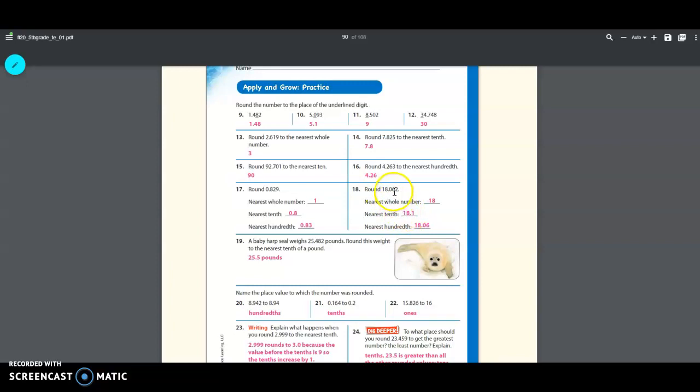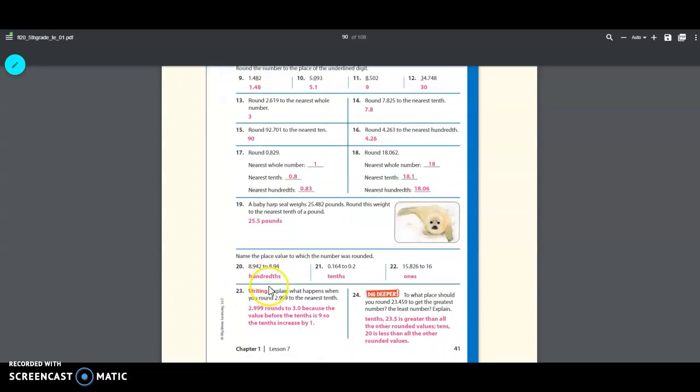If I'm going to round to the nearest hundredth, I look at the thousandths place. It's lower than 5, so that means I'm going to keep my hundredth the same, and it's going to be 18 and 6 hundredths. A baby harp seal weighs 25 and 482 thousandths pounds. If we round this weight to the nearest tenth of a pound, that means I look at the tenth place, I look to the right, it's greater than 5, so my answer should be 25 5/10 pounds. Okay, name the place value to which the number was rounded.